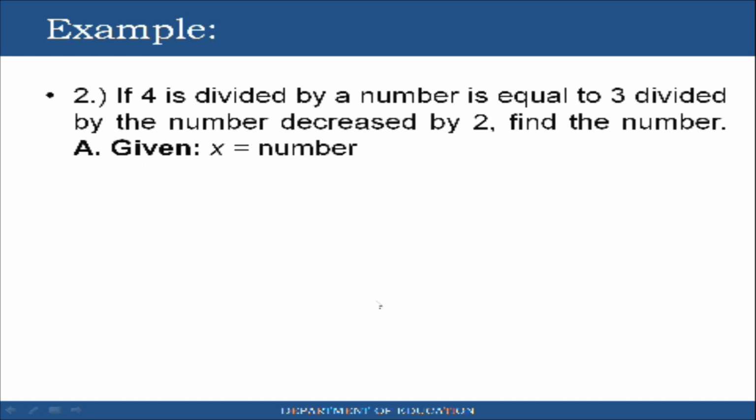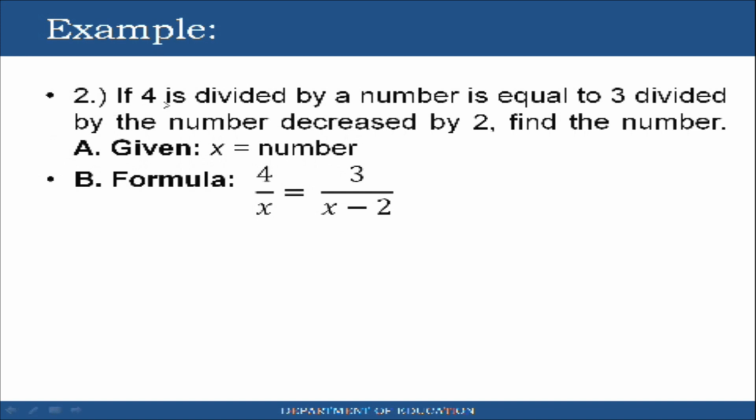For our second example, we have: if 4 is divided by a number is equal to 3 divided by the number decreased by 2, find the number. So the given: x equals the number. So x is the number, so we are looking for the number. And then for the formula, we will have 4 over x is equal to 3 over x minus 2.